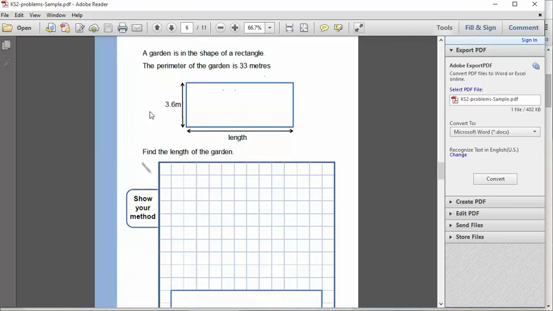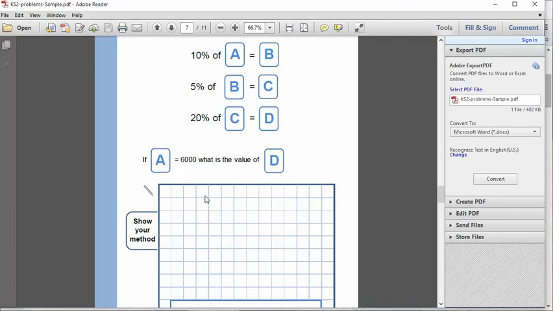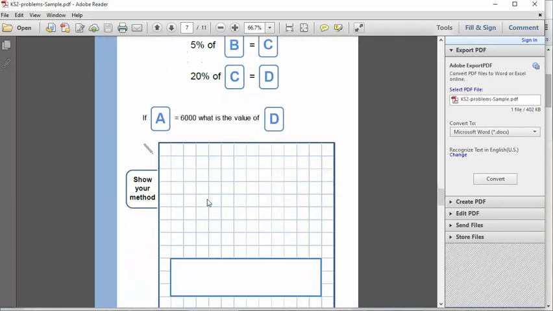And there's one other one I wanted just to show you. Yeah, look at this one here. Flipping out, this is hard. 10% of A equals B, 5% of B is C, 20% of C is D. If A is 600, what's the value of D? Now they're working forwards, they're working backwards, and again there's potential for generalization, looking at multipliers and so on.